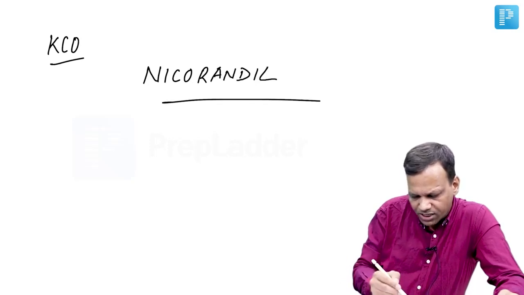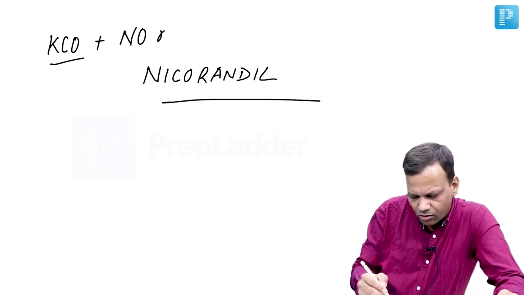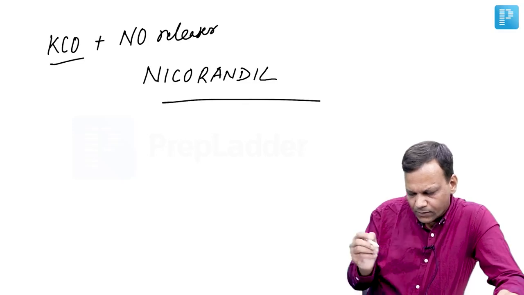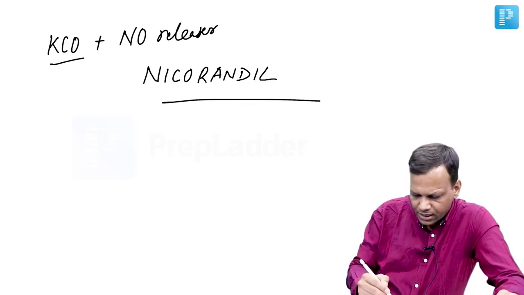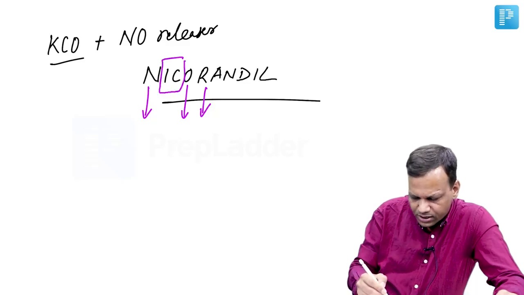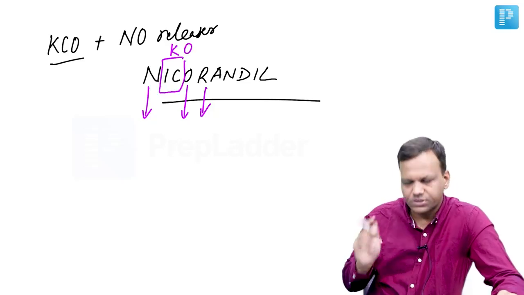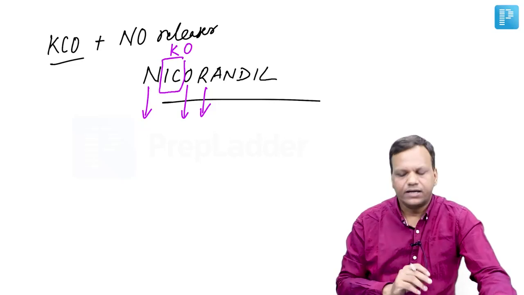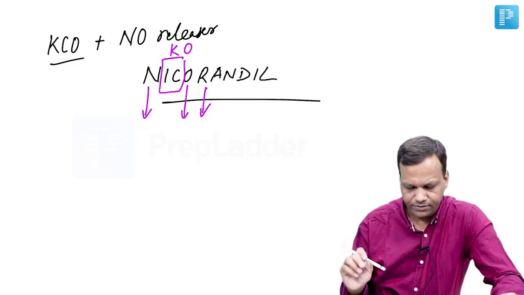Nicorandil is not only a potassium channel opener, but also releases nitric oxide. From the name you can remember, it is saying nitric oxide releaser, and if we keep I and C together, it will become like K. So it is potassium channel opener and nitric oxide releaser, nicorandil. So these are the drugs we traditionally use in angina.